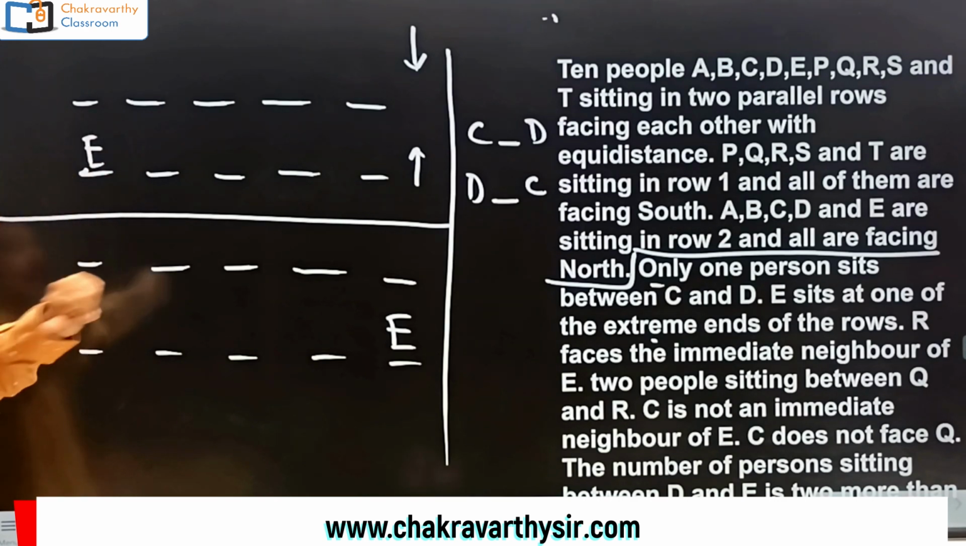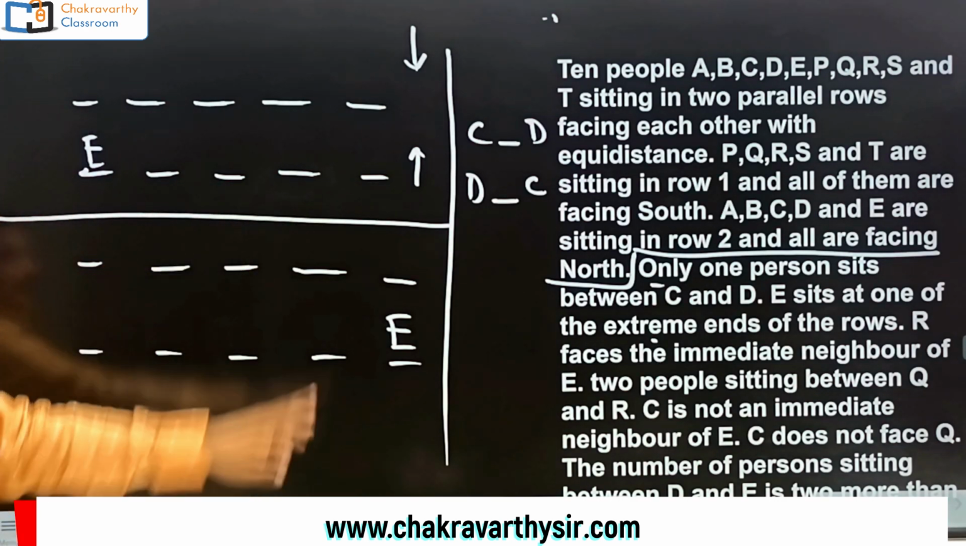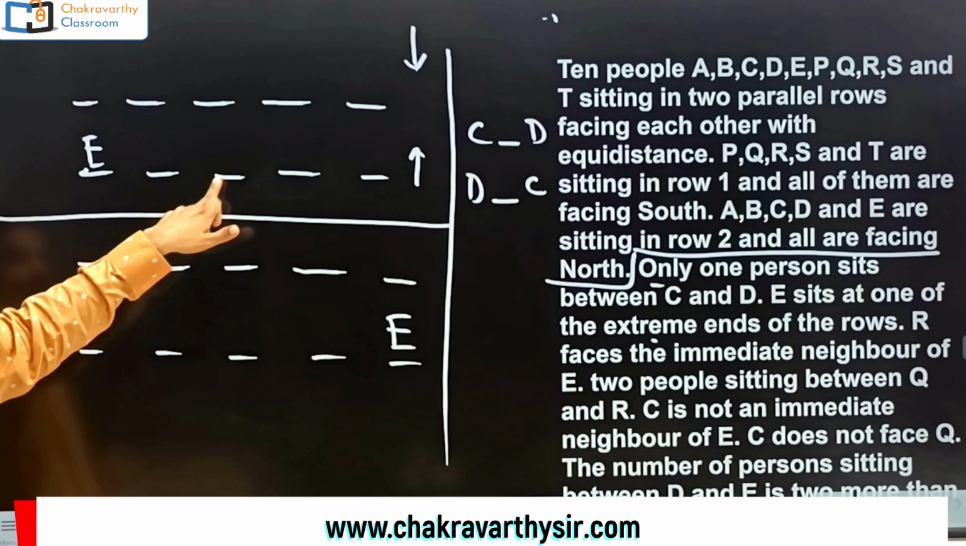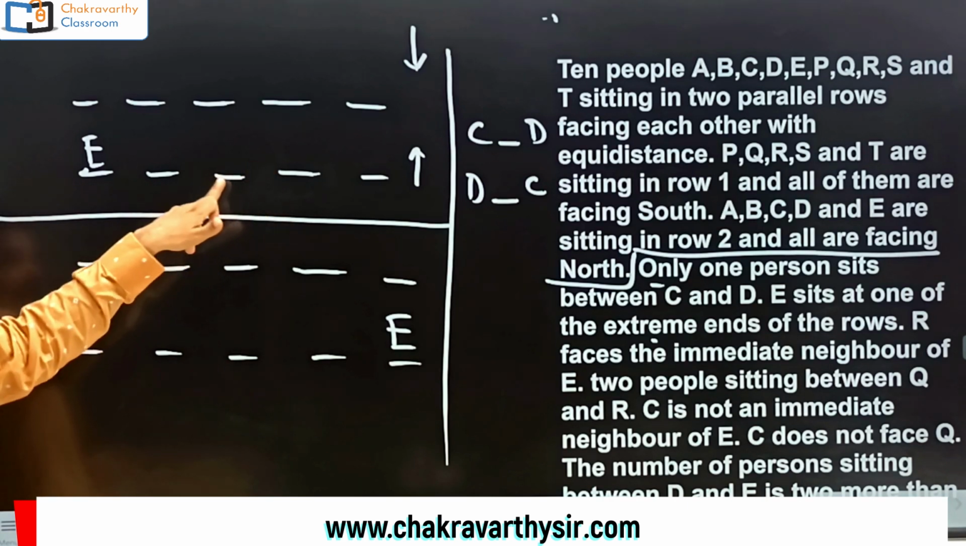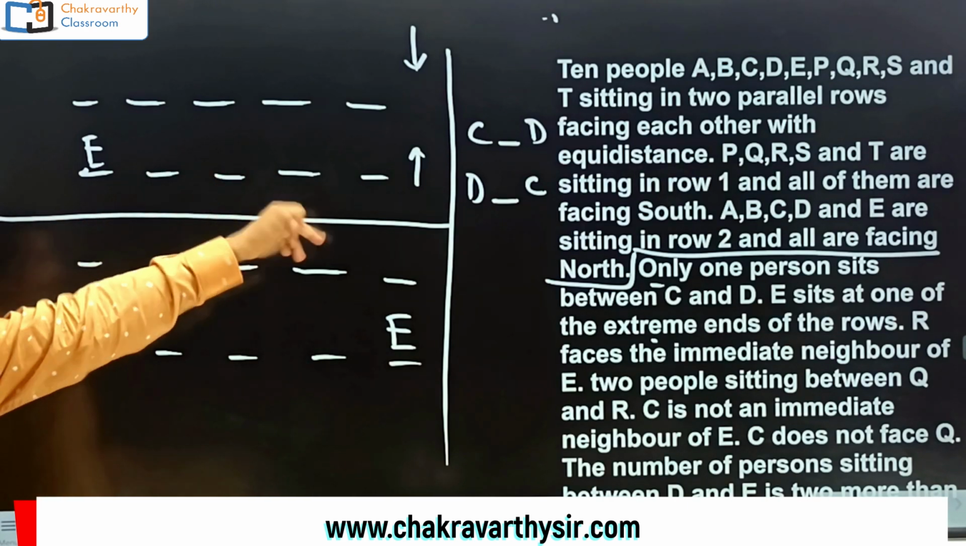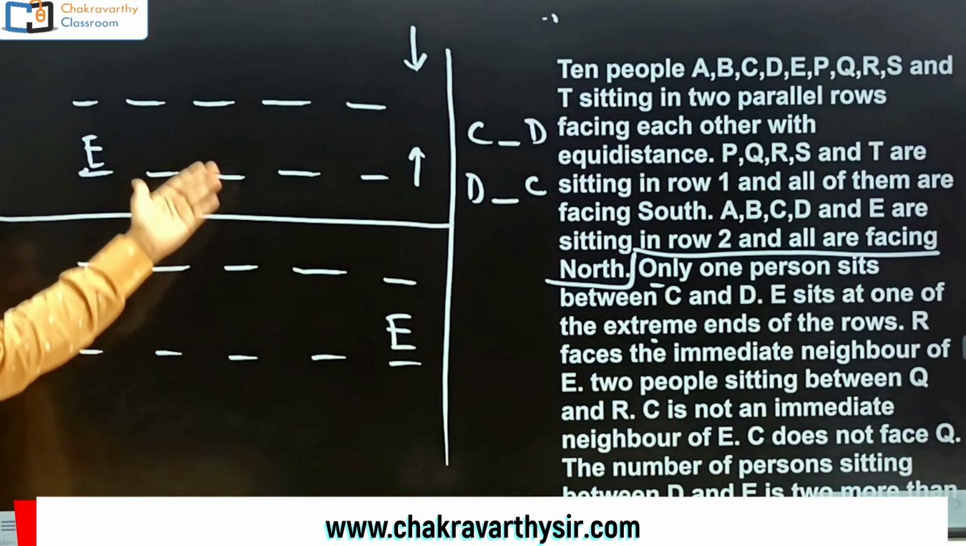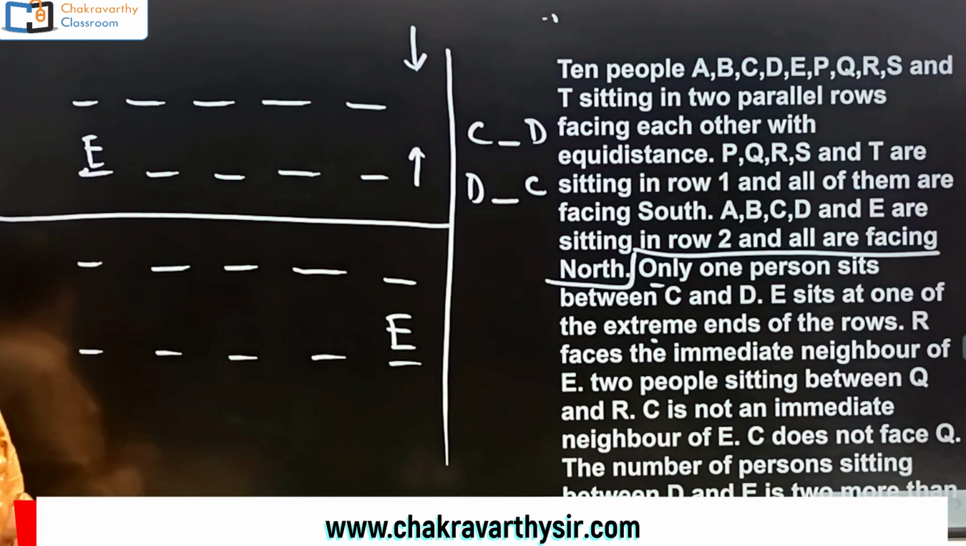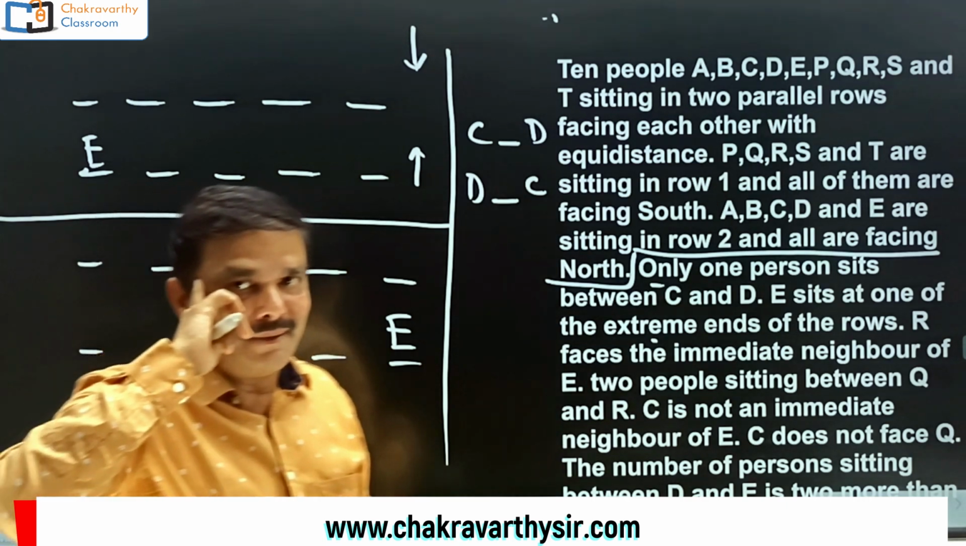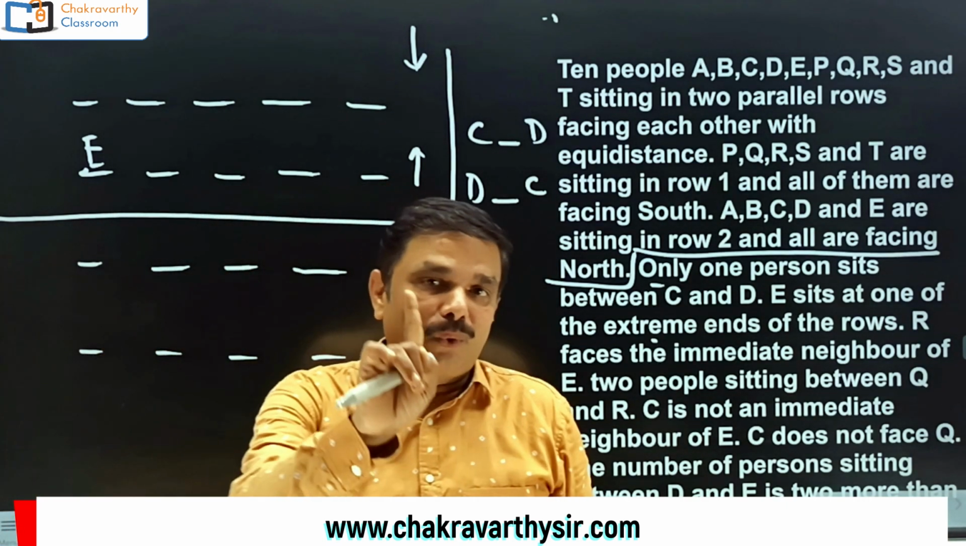But not possible, because a total of 4 vacancies are there. C can be here, 1%, D. Or C here, 1%, D. Many possibilities are there. I cannot write all those things on the paper now, so keep it aside, but keep in mind that between C and D there is only 1%.